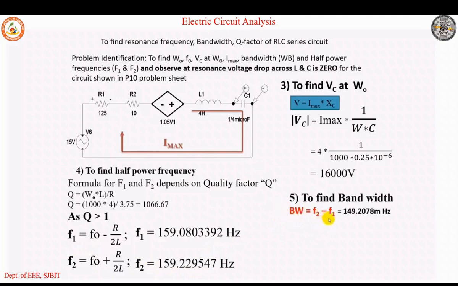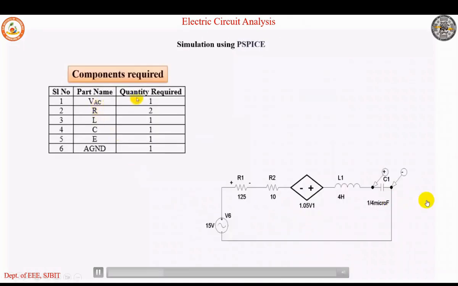So subtraction of these two, F2 minus F1, will give us the bandwidth, 149.2078. So in PSpice it is A1 minus A2. The value of F1 is F0 minus R by 4 pi L, and F2 is equal to F0 plus R by 4 pi L. Substituting these two values, you will get F1 and F2. Let's see the connection that must be done.